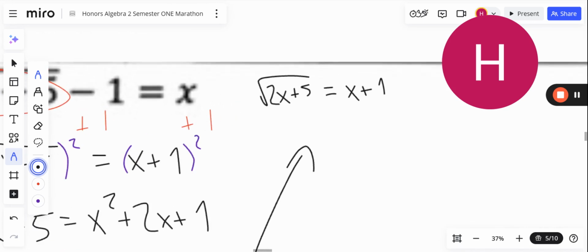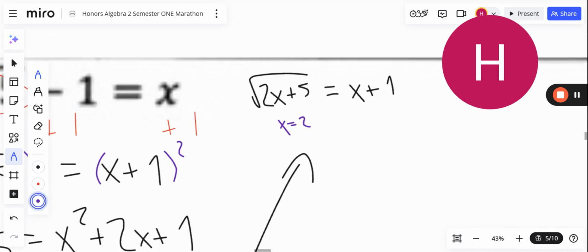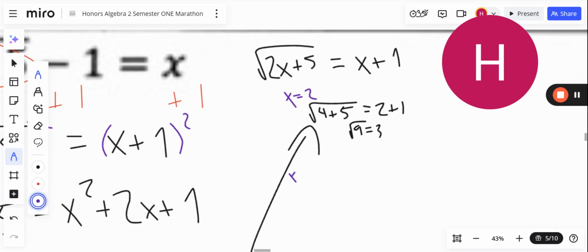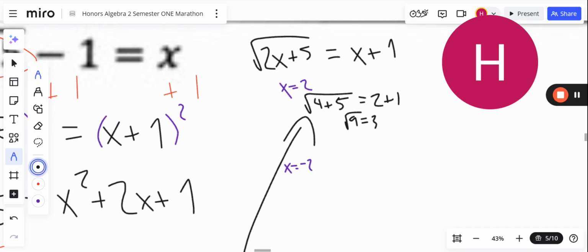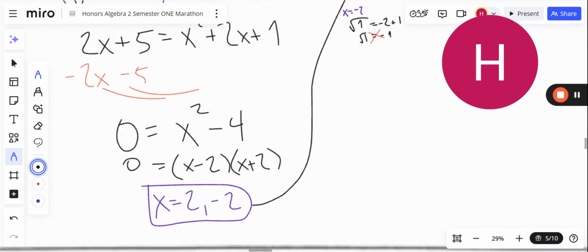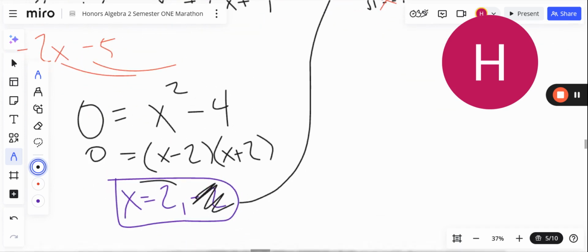So if x equals 2, then we're going to get square root of 4 plus 5, that's just square root of 9, equals 2 plus 1, that's 3. Checks out. Seems legit. If we try x equals negative 2, we get square root of 1 equals negative 2 plus 1. That is not acceptable. Square root of 1 is 1, not negative 1. That is not the case. So the only valid solution here is x equals 2.